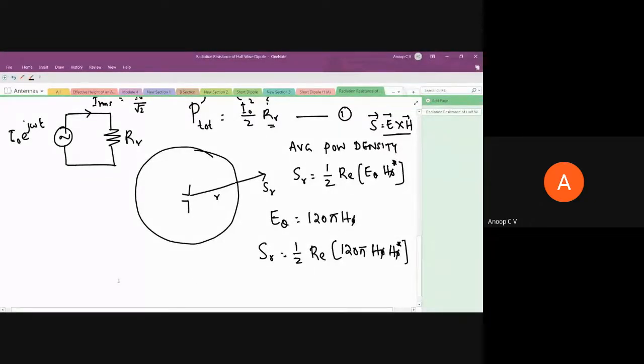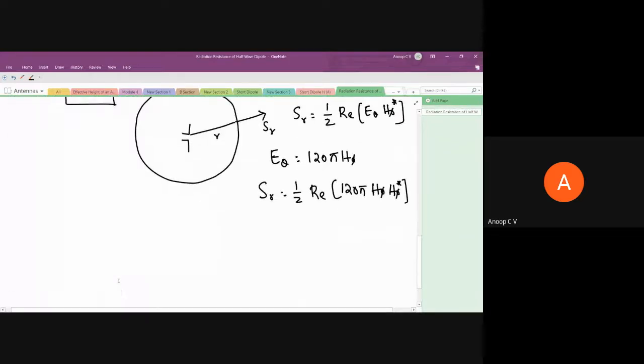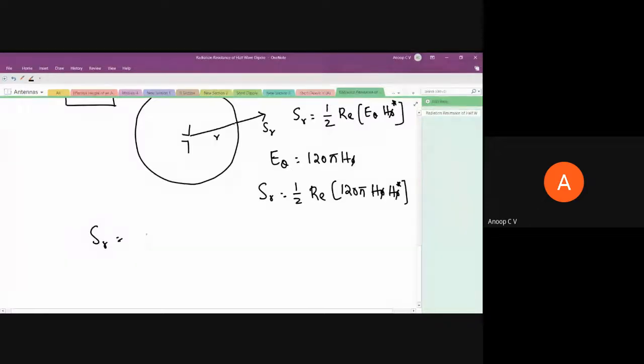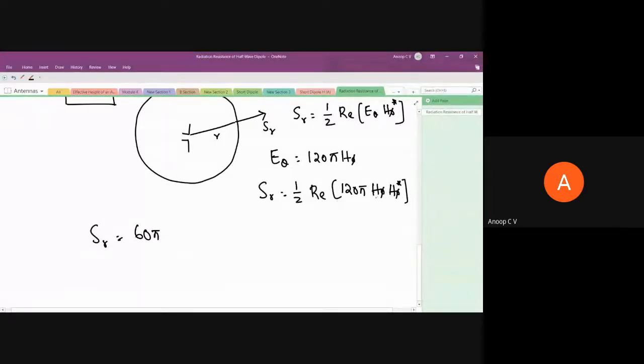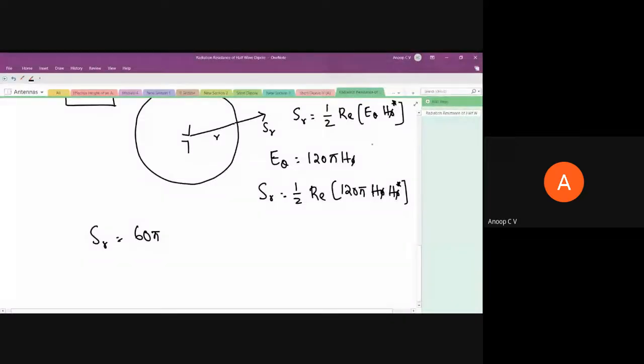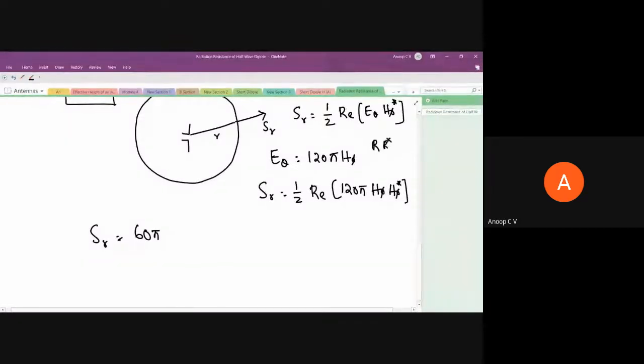So SR becomes the average power density vector in watts per square meter. SR is equal to 120 pi, which works out to 60 pi times the real part of H phi into H phi conjugate. A complex number times its conjugate gives the square of its magnitude, which we know already. So this is our SR, equation number 3: 60 pi times mod of H phi the whole square.